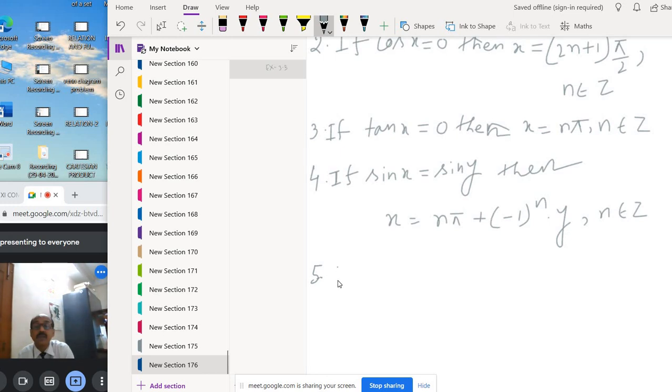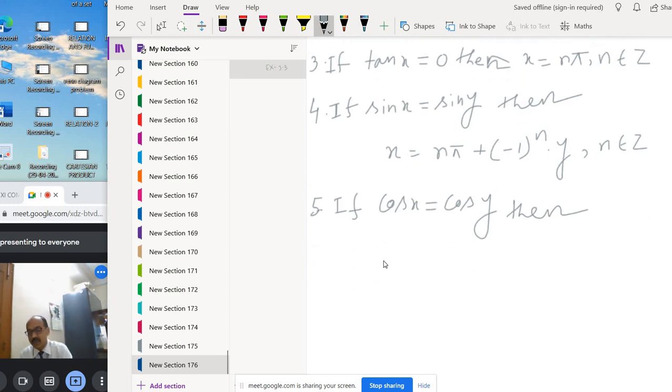Then if cos x equal to cos y, yes, cos x also has a formula. If cos x equal to cos y, then x equal to 2n pi plus minus y, where n belongs to Z. So cos x equal to cos y, then x equal to 2n pi plus minus y, where n belongs to Z.